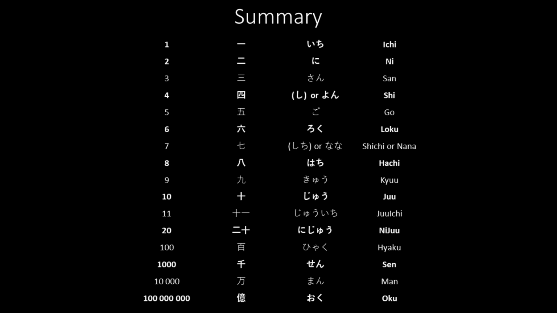Summary. Number 1, ichi, 2, ni, 3, san, 4, shi or yon, 5, go, 6, roku, 7, shichi or nana, 8, hachi, 9, kyu, 10, ju, 11, juichi, 20, niju, 100, hyaku, 1,000, sen, 10,000, man, 100 million, oku.